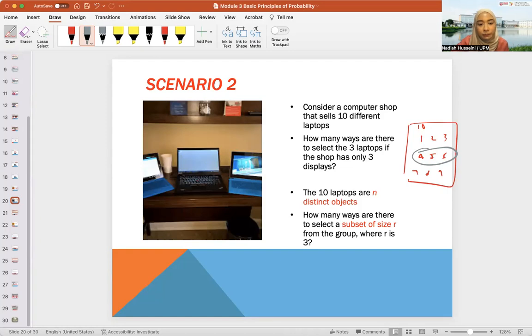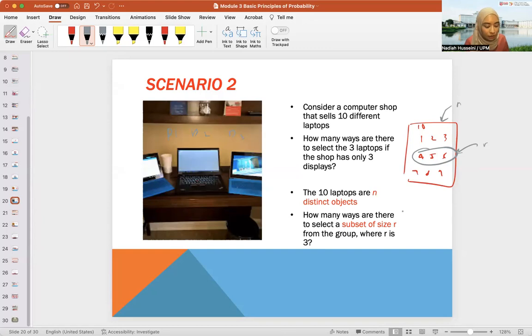Now, the question did not mention selecting a specific order or a specific display. I don't have display number 1, display number 2, display number 3. I just want to select 3 and put them on the table. That's it. I want a subset of size 3 and I'm choosing it from 10. So the 10 laptops are n distinct objects. How many ways are there to select a subset of size r? Again, this is our r, and the total data is n. The total distinct individuals or distinct objects are n.